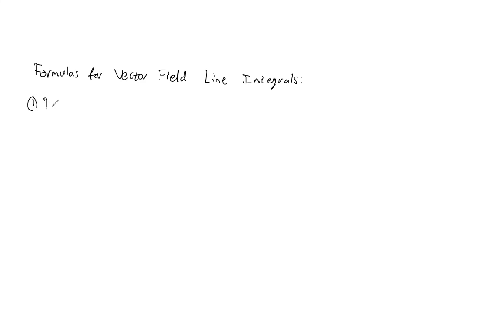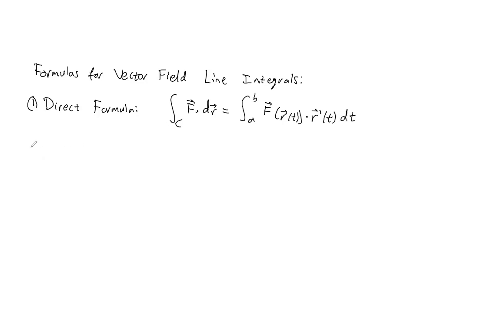The first one is the direct formula. In the direct formula, your integral over C of F dot dr is just the integral from a to b of F of r(t) dot r prime(t) dt. That's the direct formula.